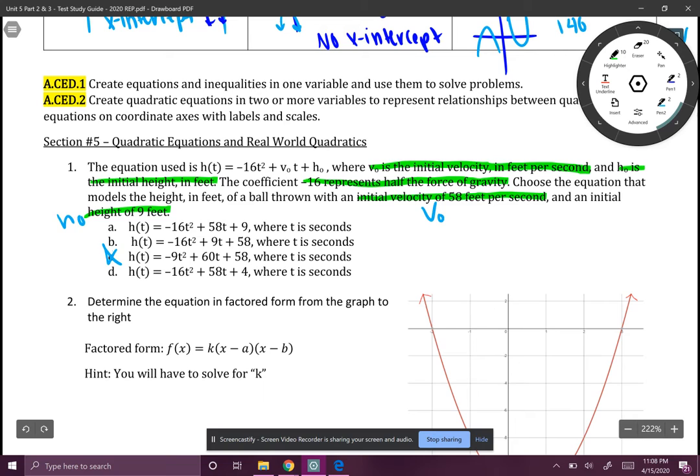So right now C is out. We're looking for an initial velocity of 58. So the number here should be 58. So that means B is out. And then it says our initial height is 9 feet. Well, we have 9 feet here and 4 feet there. So we know D is out and A must be our correct answer.